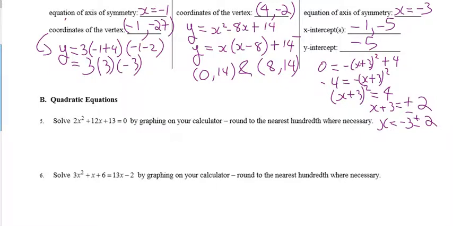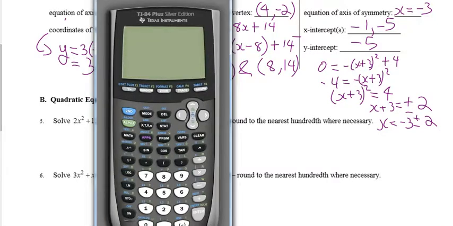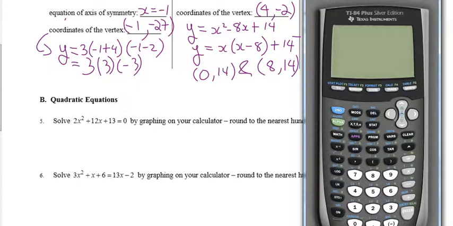Ah, solve by graphing on your calculator. So calculator's out. I will pull out the Wabbit-Emu.